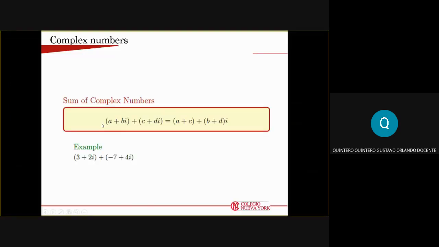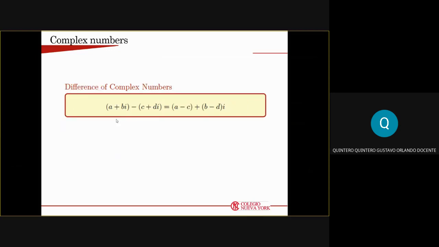We have one example here. 3 plus 2i plus negative 7 plus 4i. Remember, like terms. Real with real, imaginary with imaginary. So 3 plus negative 7 is negative 4. And 2 plus 4 is 6. So there we go. We have our answer. But how do we subtract?